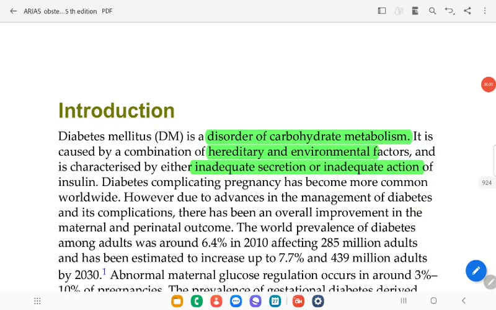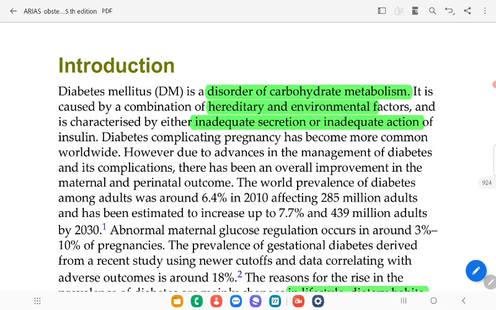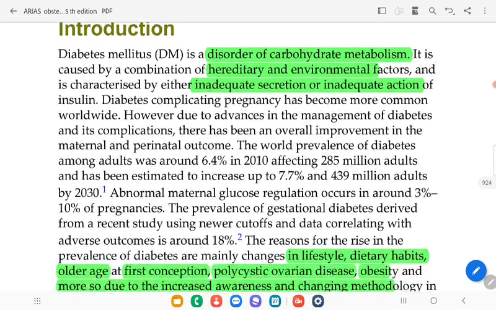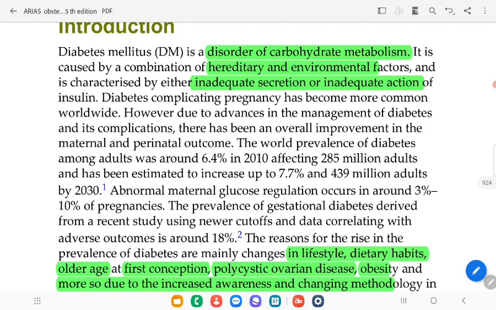Okay, let's start. Today's topic is diabetes mellitus from Arias 5th edition textbook. Diabetes is a disorder of carbohydrate metabolism. It is caused by a combination of hereditary and environmental factors. It's characterized by the inadequate secretion or inadequate action of insulin.